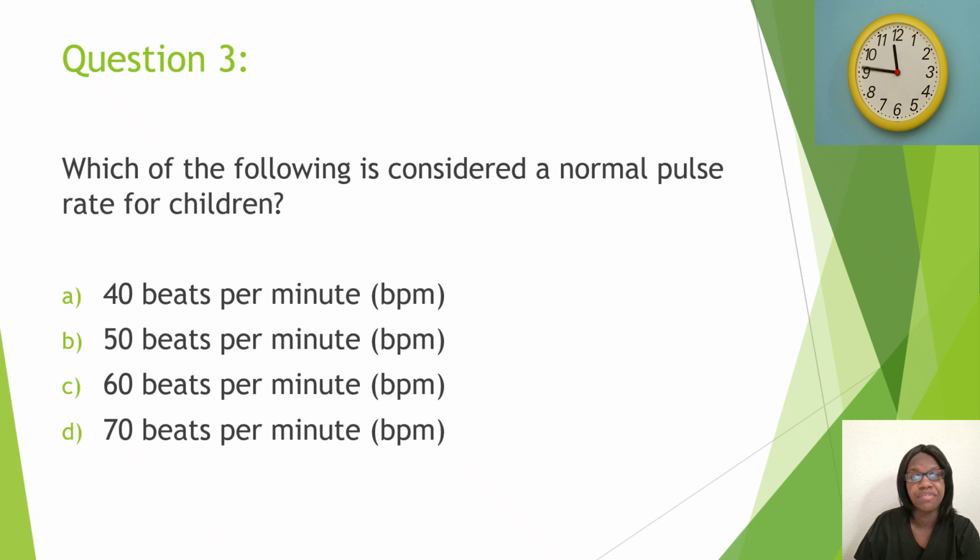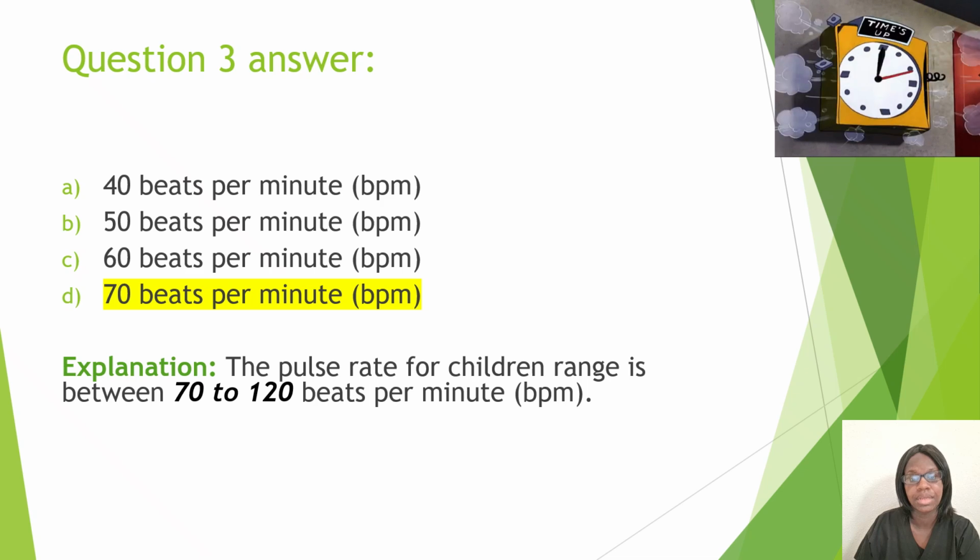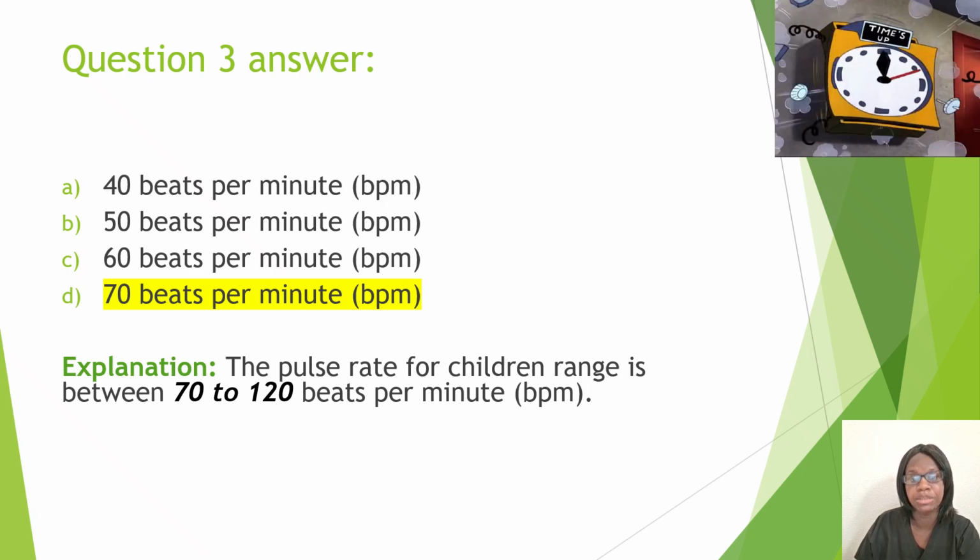Question 3, which of the following is considered a normal pulse rate for children? 40 beats per minute, 50 beats per minute, 60 beats per minute, or 70 beats per minute? Okay, the correct answer is 70 beats per minute. The pulse rate for children range is between 70 to 120 beats per minute.